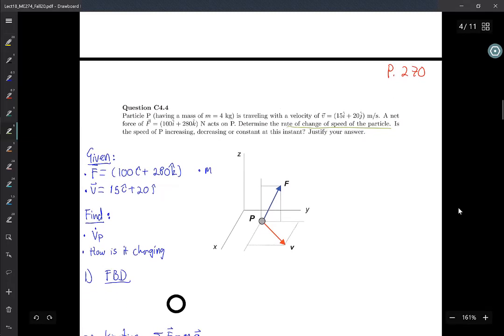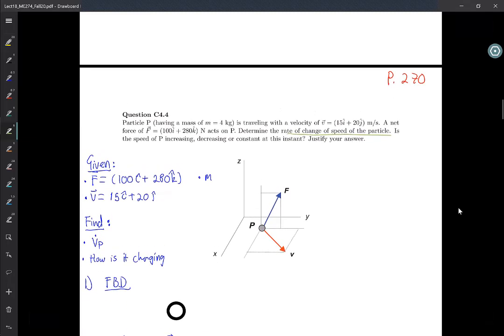So the fact that we have a force then implies that we will use kinetics. And when we use kinetics, we always start with the free body diagram first. So which forces are acting on this particle? It's just the external force that is applied, right? We just have this one force. And we are given that force as a vector. Forces are vectors.